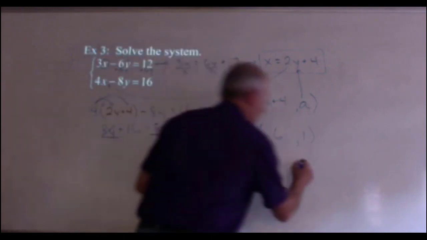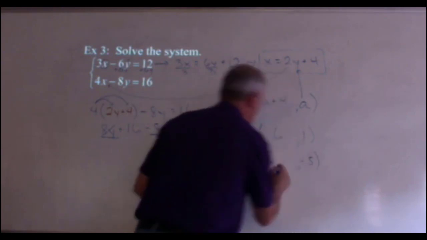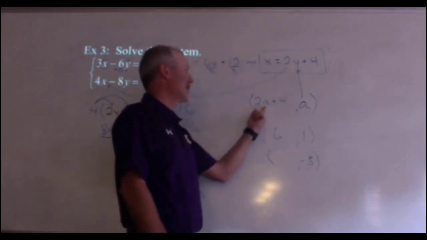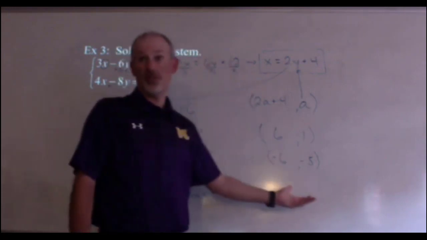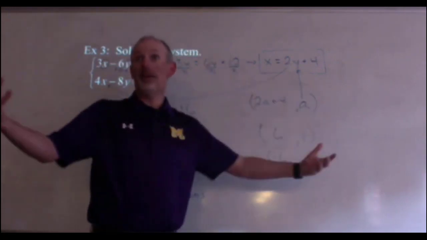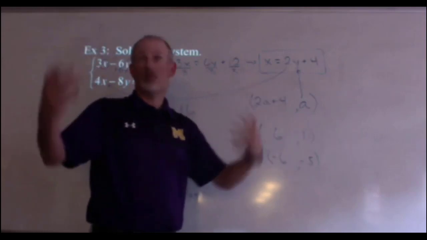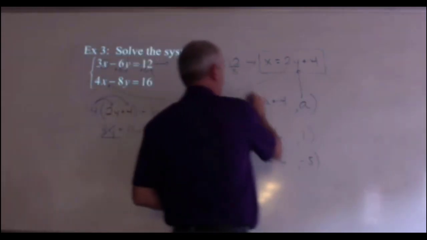What if y is -5? Well, 2 times -5 is -10, plus 4, that's going to be -6. That would be another solution to our system because there's infinitely many, right? We just need to know how to describe them. So this is how we describe them.